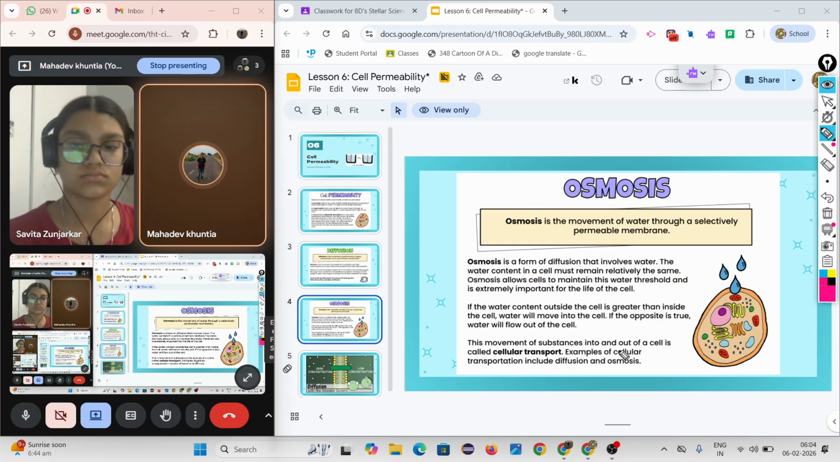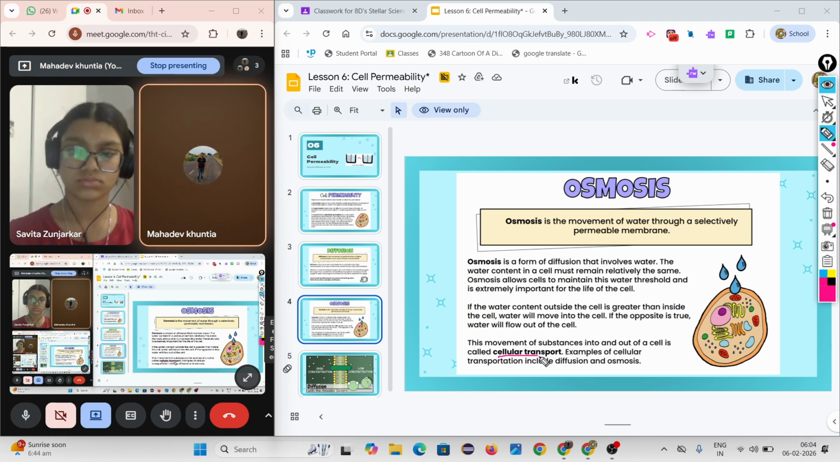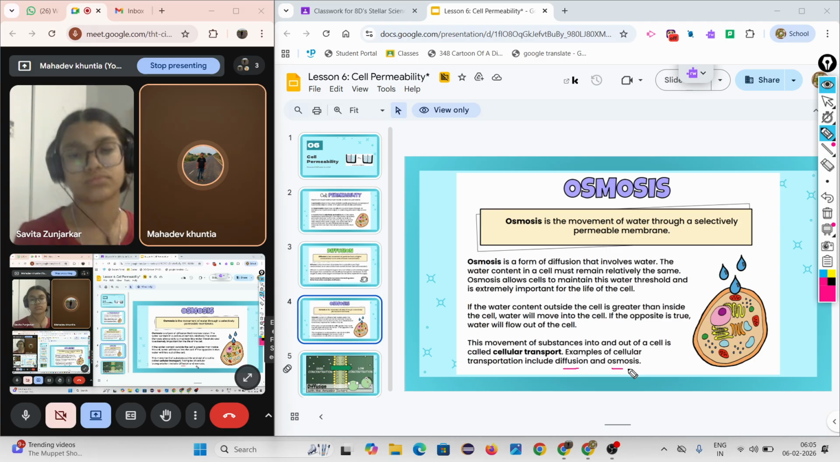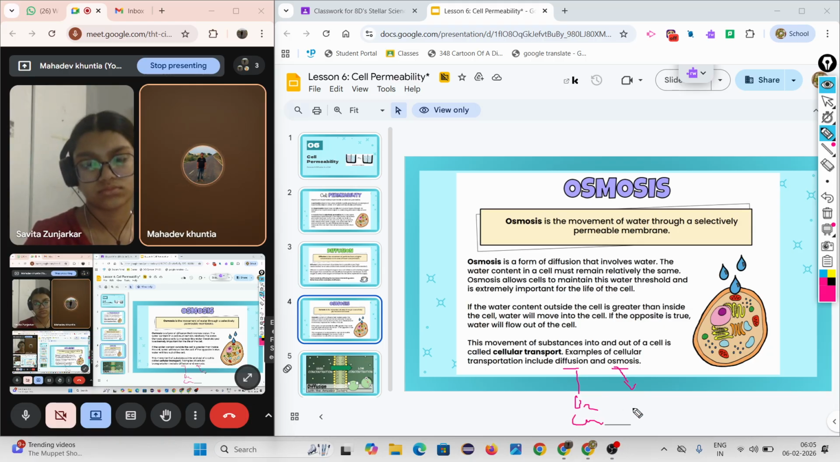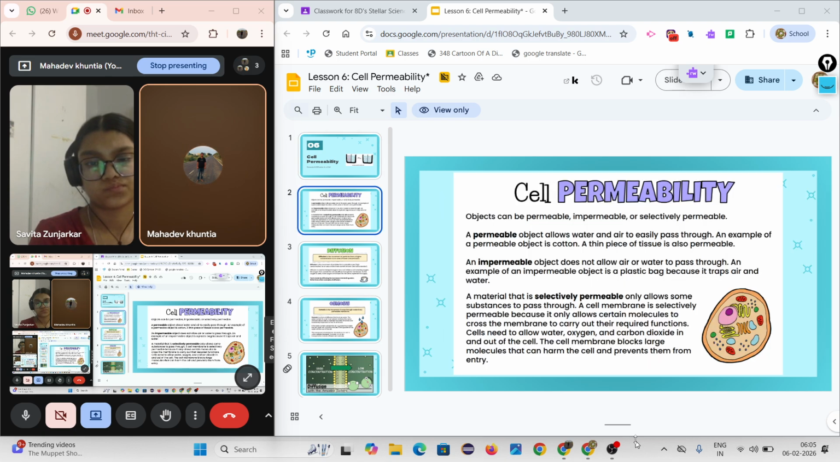This movement of substances into and out of a cell is called cellular transport. What is the meaning of cellular transport? The movement of substances into and outside the cell. Some substances are entering, some substances are going out. Examples of cellular transport include diffusion and osmosis, meaning movement of oxygen, carbon dioxide, and movement of water. Do you understand? Read once. If you have doubt, then ask me.